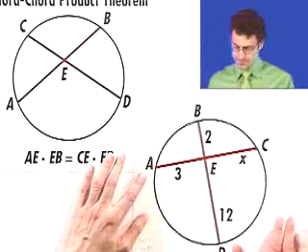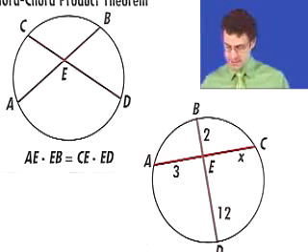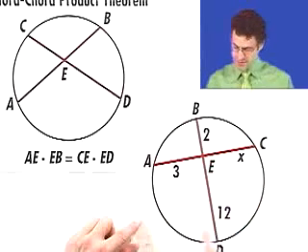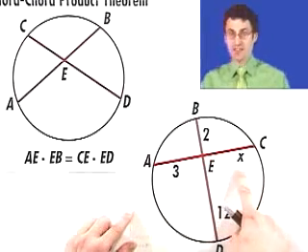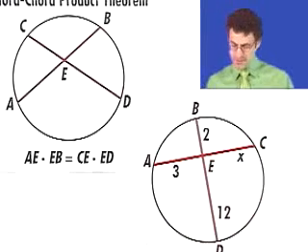So here's an example. Here we have a circle. We've got two chords crossing. We're told this is 2, this is 3, this is 12, and we don't know what this is. And so our job is to find x and then find the length of each of the chords. So how would we find x?